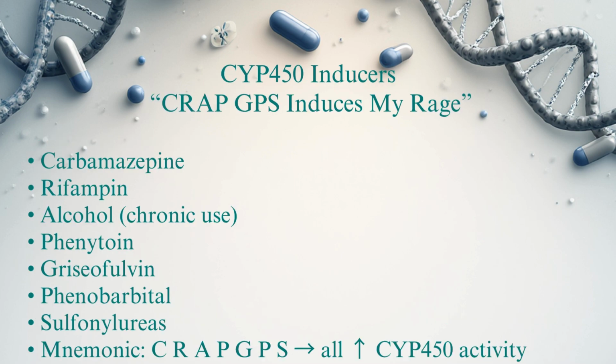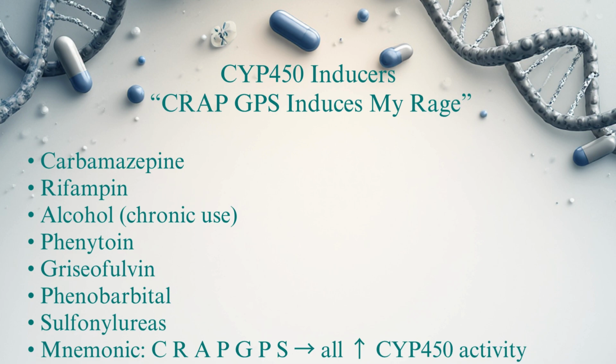Now let's look at the inducers. These are drugs that ramp up CYP-450 activity, speeding up metabolism. The mnemonic I use, and you've probably heard me say this before, is "Scrap G piece induces my rage." It's a silly phrase, but trust me, it sticks when you're under exam pressure. C stands for carbamazepine, R for rifampin, A for alcohol, specifically chronic use, P for phenytoin, G for griseofulvin, P again for phenobarbital, and S for sulfonylureas.